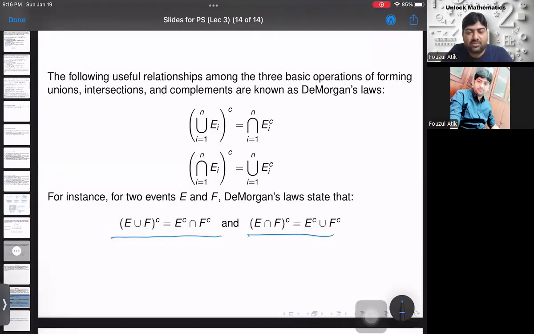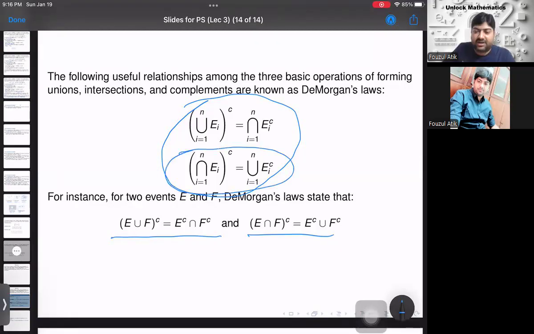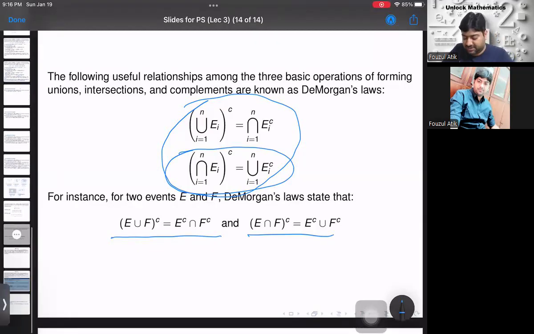So these are called De Morgan's laws, and they can be extended for n events. The union of n events and their whole complement is equal to the intersection of all of their individual complements. And similarly, we also have that the intersection of E_i for i equal to 1 to n, whole complement, is equal to the union of the individual complements. So these things will also hold in the case of probability.